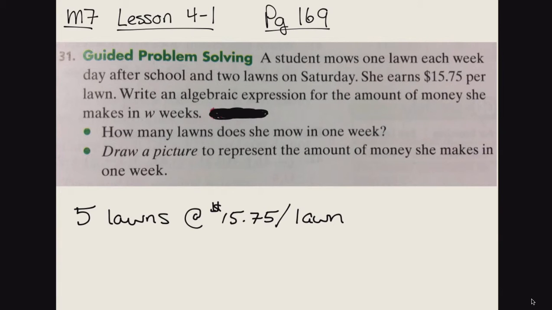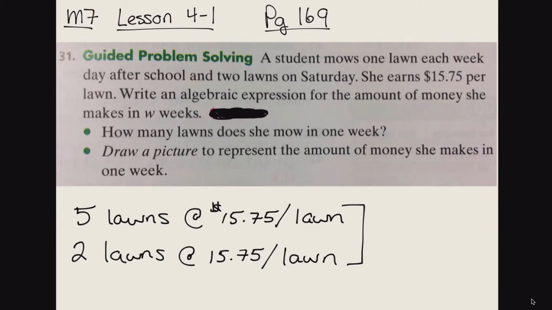And how many on Saturdays? So she does 2 lawns on Saturdays at $15.75 per lawn. If we add all of that up, we find that she earns a certain amount of money in a given week. So this is all 1 week. If there was a different rate on Saturdays, which sometimes there is, then we might have to distinguish that. But what do we notice here? Is there really a different rate? No. So in a given week, she does how many lawns total?